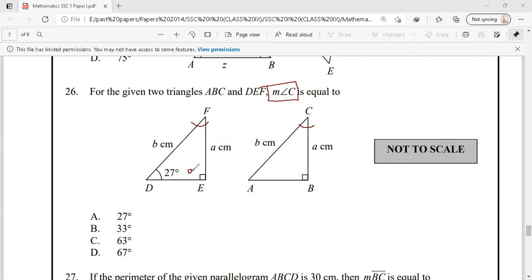So this angle is 90 degrees and the other is 27. To find the third angle, angle F will be equal to 180 minus 27 minus 90. If we simplify this expression, we will get 63 degrees. So angle F will be 63 degrees, and angle C will also be equal to 63 degrees because these two triangles are congruent. So our correct answer is option C, 63 degrees.